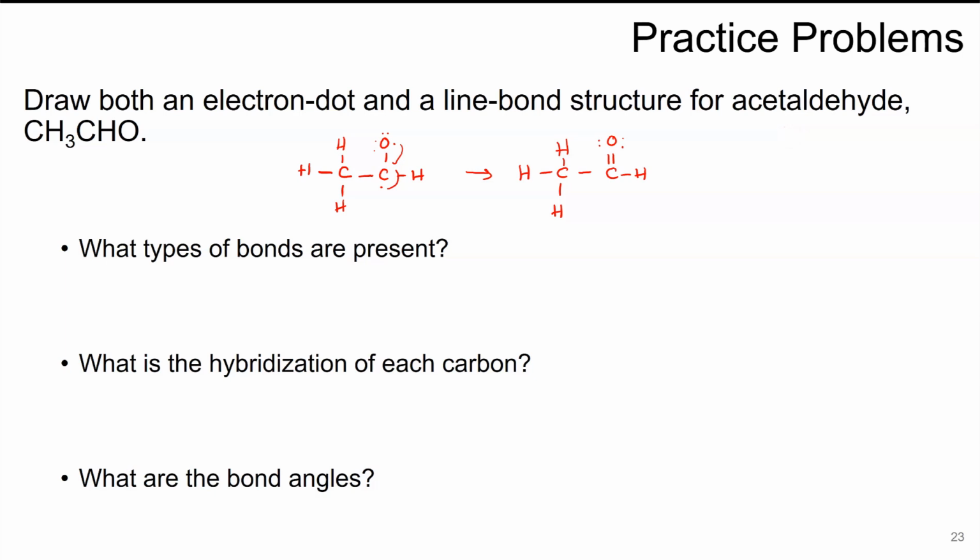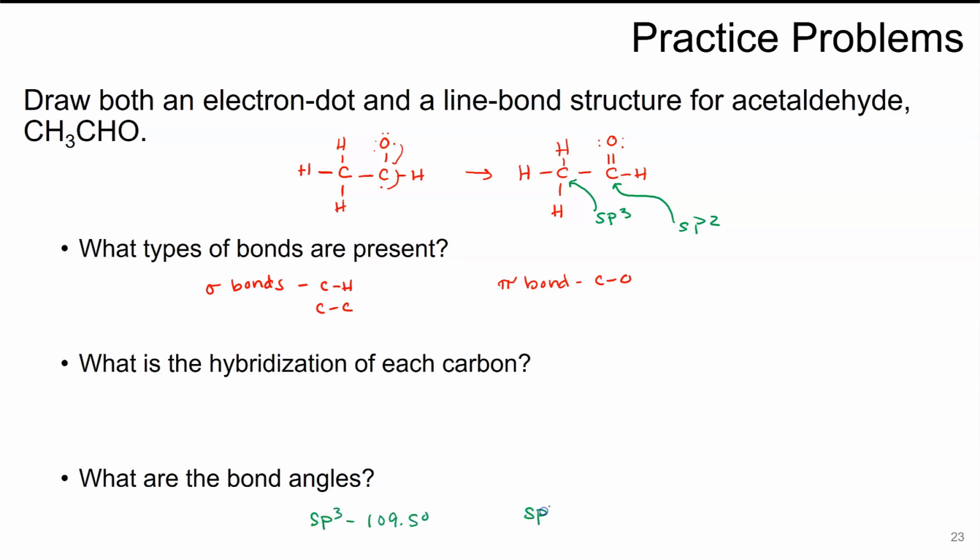So what types of bonds are present? So all of these bonds here, the CHs and the C to C, those are sigma bonds. Those are the sigma bonds. And I see I have a double bond here, which means that this carbon is sp2, and this is forming a pi bond. That's the C to O pi bond. What is the hybridization of each carbon? This one here with all the single bonds, that is sp3. This one here is sp2. The bond angles for sp3 are 109.5.